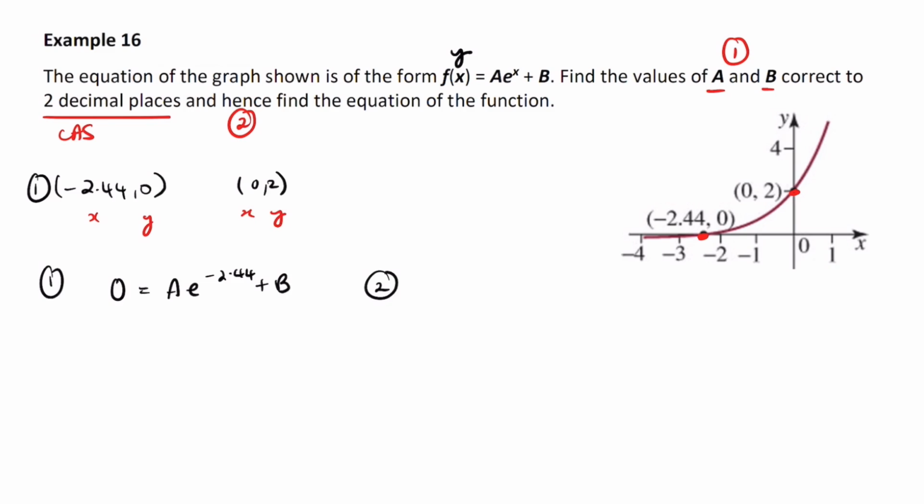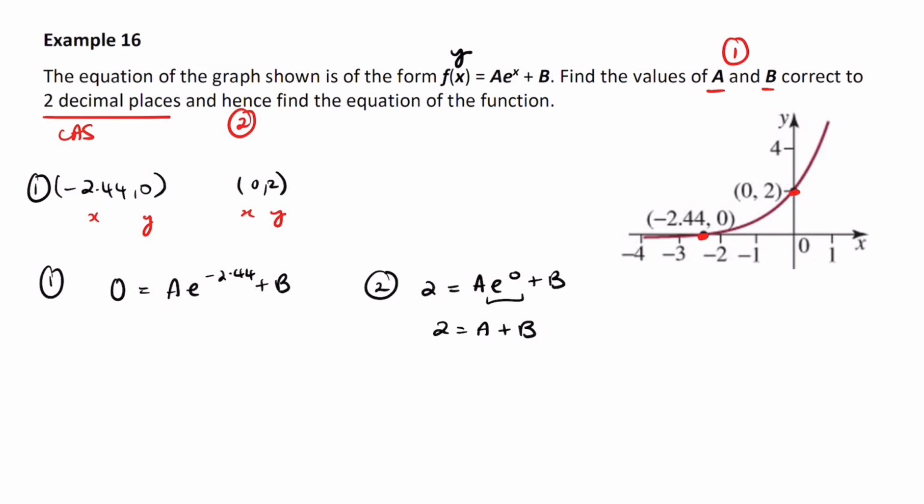And then for my second equation, I'll sub both in again. So 2 is equal to ae^0 + b. This is really convenient because e to the power of 0 is 1, so 2 is equal to a plus b. I now have two equations, and of course we can work through this by hand, but there will be a point where I need to start to use my CAS calculator because of these particular decimals.